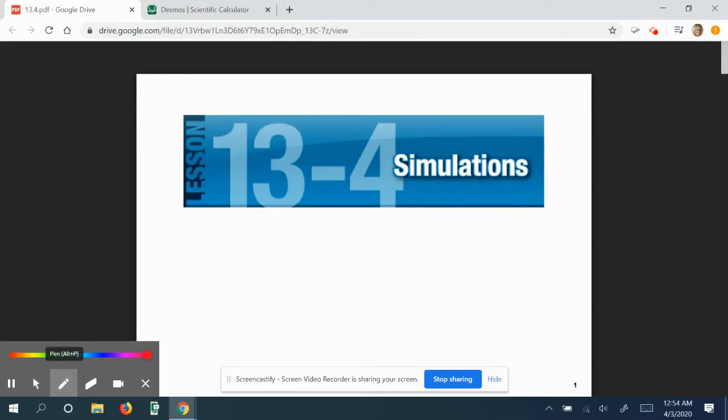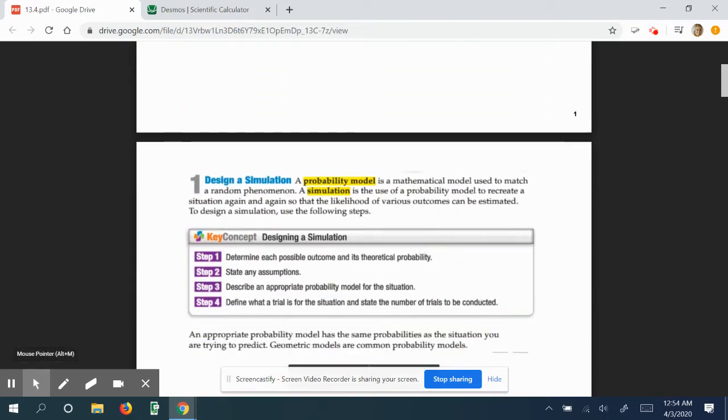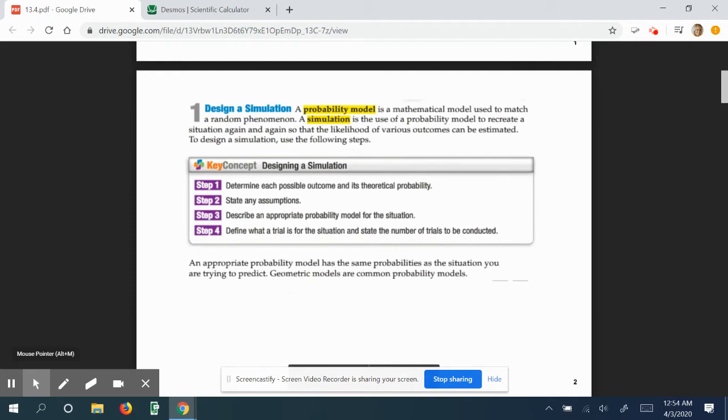Today we're going to be talking about simulations. Simulations are ways that mathematicians and statisticians can take something that can happen, some sort of a model, and recreate the chances of that happening. Now, this is how we design a simulation.